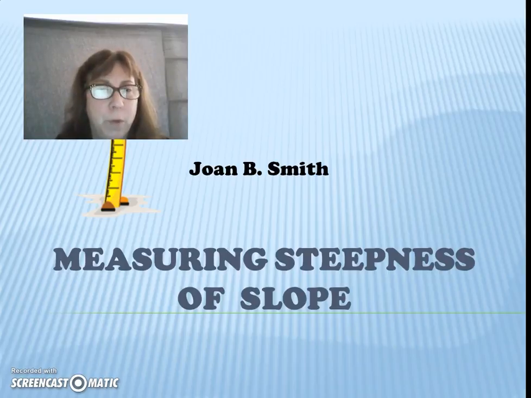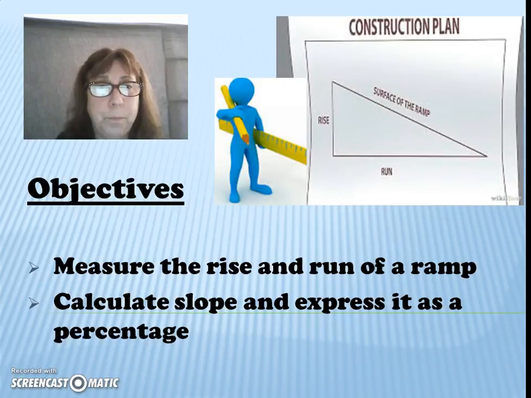You have a worksheet that we just handed out, and we're going to go over the steps to take the measurements. Our objectives are to learn how to measure the rise and the run of a ramp. You'll see the triangle shape there. The ramp is the slanted side. The rise is the part that goes straight up, and the run is the part that goes horizontally from left to right. We're also going to calculate the slope and express it as a percentage.